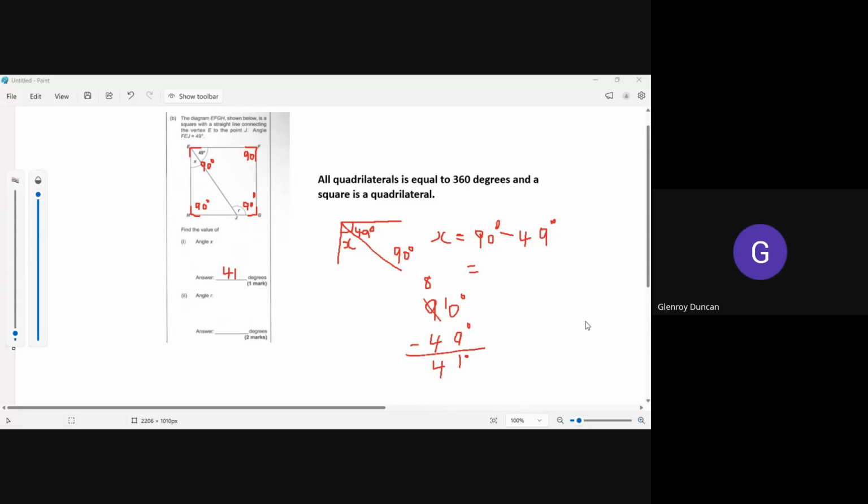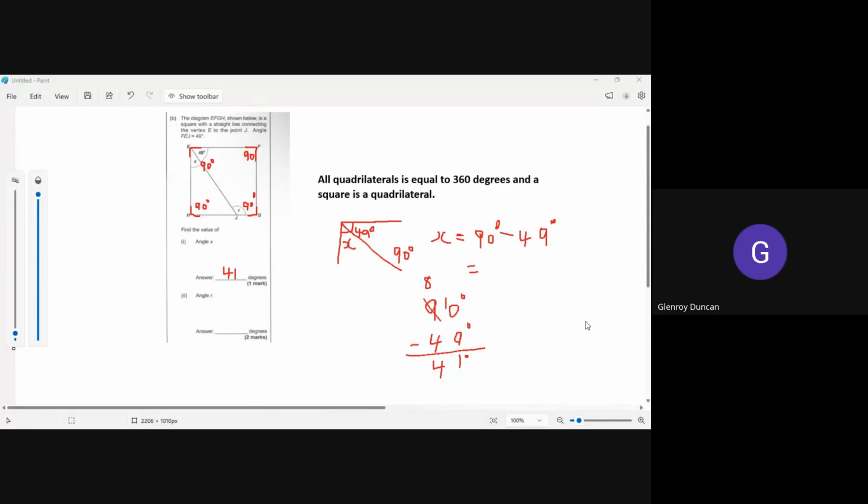Simple stuff. You got to know all quadrilaterals equal 360 degrees, and the square is a quadrilateral. All those corners, class, form a 90 degrees angle. That's all you got to know. We work step by step. We're going. We're looking good.